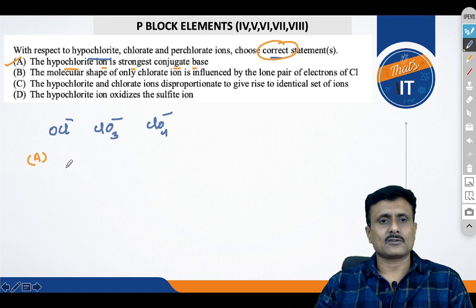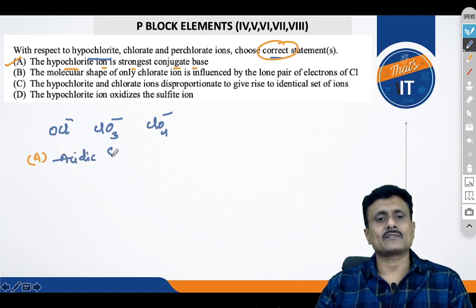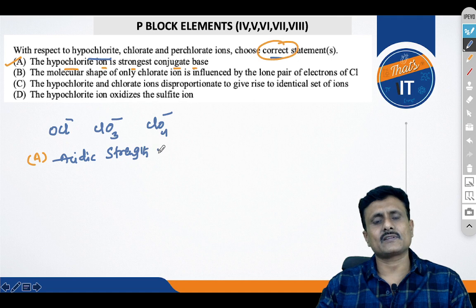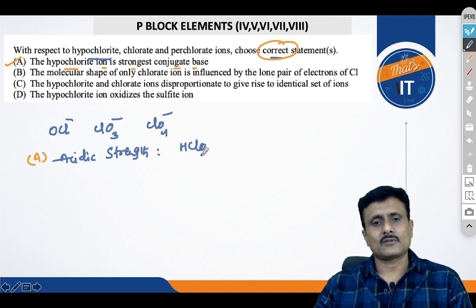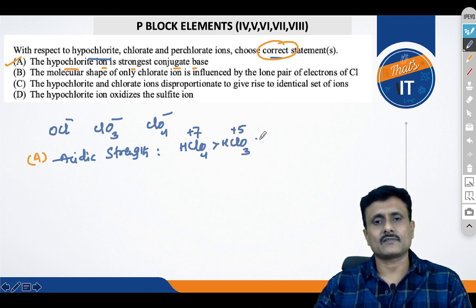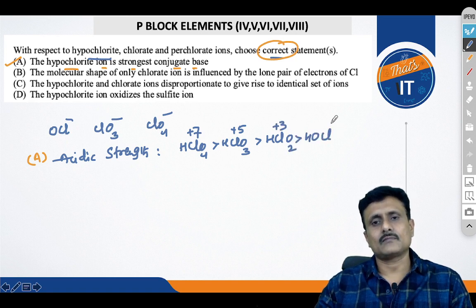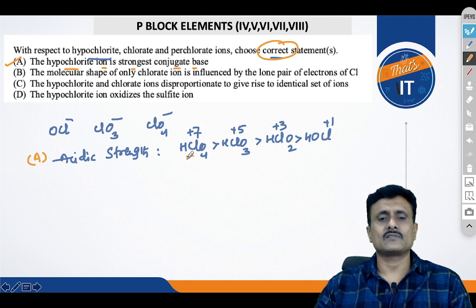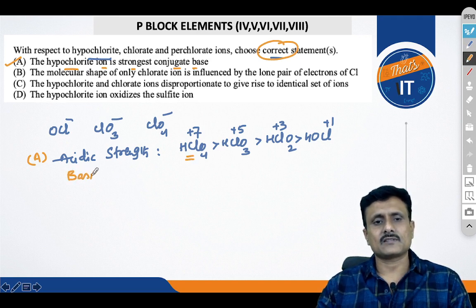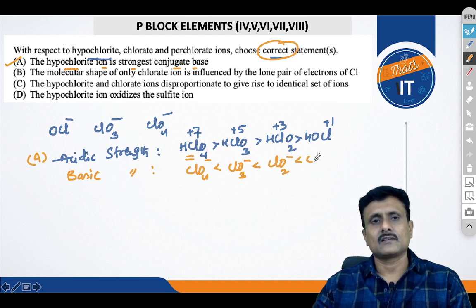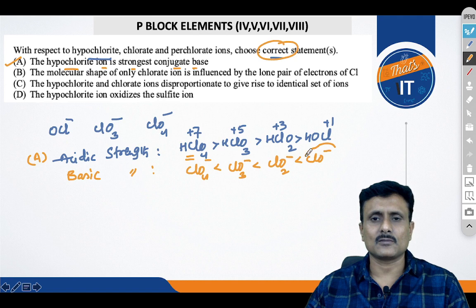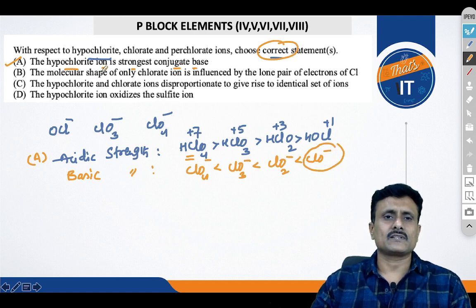You know that acidic strength order increases with the increase in the oxidation state of the central atom. So when you take acidic strength of these, HClO4 is +7 oxidation state, HClO3 chlorine is +5, HClO2 +3, HOCl +1. More the oxidation state, more is the acidic strength. Therefore, the basic strength tends to become what? Opposite of the acidic strength: ClO4 minus, less than ClO3 minus, less than ClO2 minus, less than ClO minus. So hypochlorite ion, that is ClO minus, is the strongest conjugate base, is the right answer.